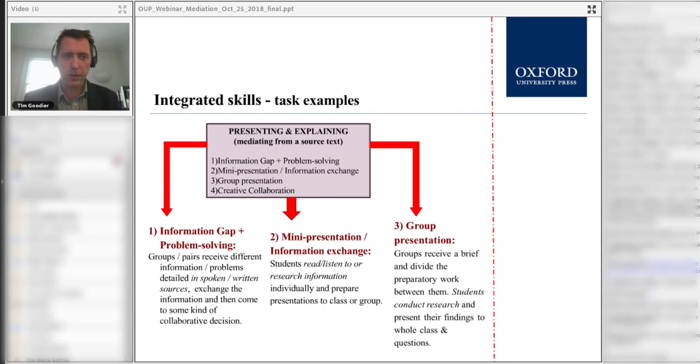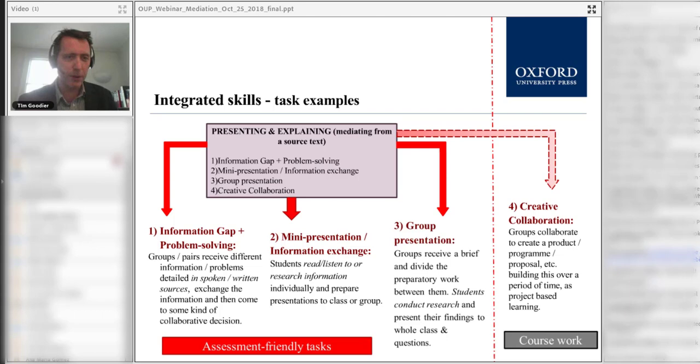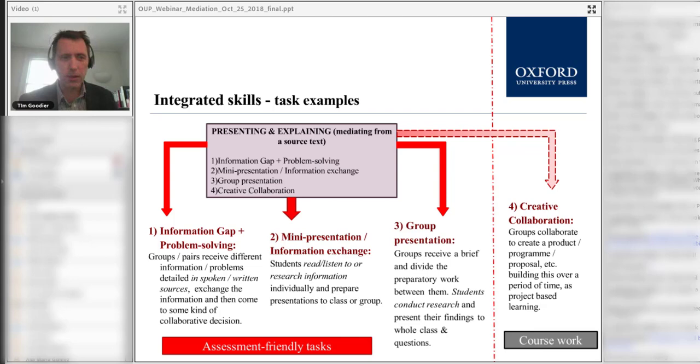And if you have the type of class that's working together for a long period of time and can engage in project-based learning, then you've got more of this scope for creative collaboration, building a proposal, building a product, a poster, a school magazine, and that's more long-term.